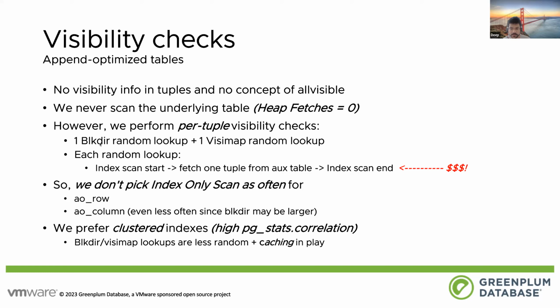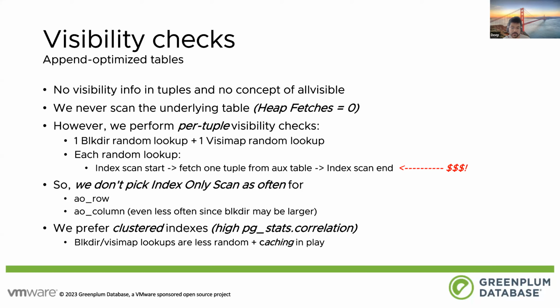And we need to perform 2 lookups for each tuple from the index, right? Now, each of these random lookups that we perform is very, very expensive. And the reason is that each random lookup consists of an index scan start on the VisiMap relation. The VisiMap relations themselves are indexed as well. And we fetch one tuple from it, and then we end the scan. And we repeat this procedure for each and every lookup that we have, for each and every tuple. Very expensive, this is. So we don't pick index-only scans as often for AO row and AO columns.